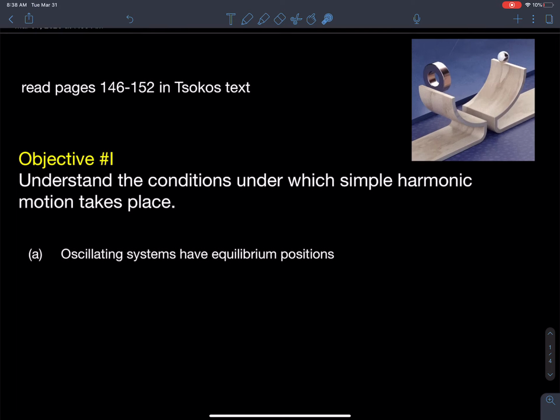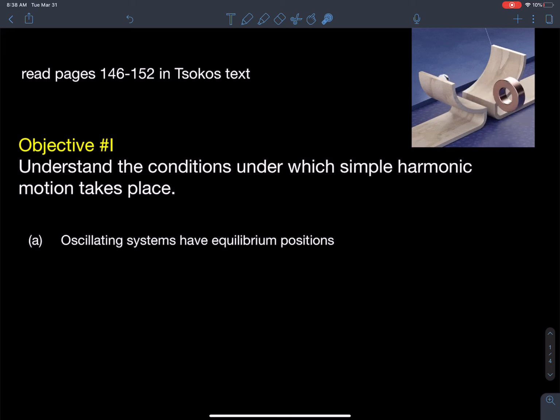All right, so our first objective today is to be able to understand the conditions under which simple harmonic motion takes place. In life, you see things bouncing back and forth, and you might think that everything is a simple harmonic motion, but objects that are true oscillators have very specific requirements. And one of the requirements is that the system has to have an equilibrium position that it's oscillating about.